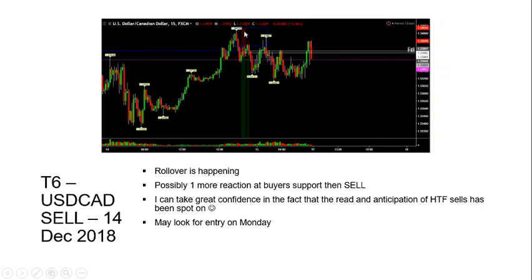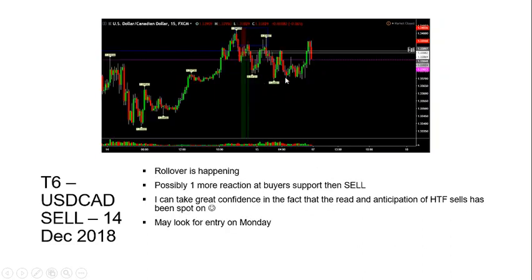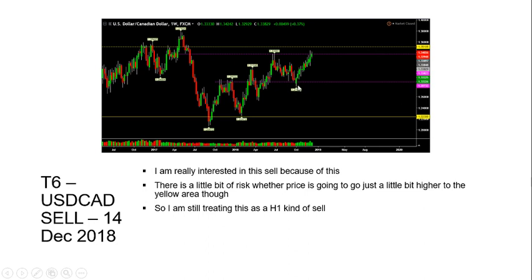Currently, of course, I think the rollover we can safely say has happened, especially seeing the strong reaction. I'll be looking for probably one more reaction by the buyers around this area and then a sell. Let's see how this goes on Monday, especially given the weekend gap and all things like that. So I'm really interested in this just as an additional note because of this weekly picture.